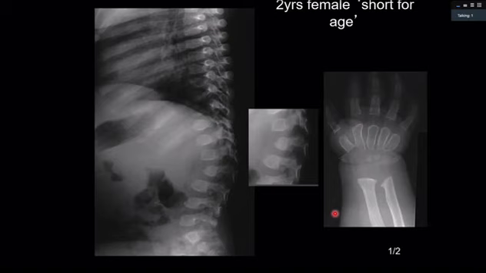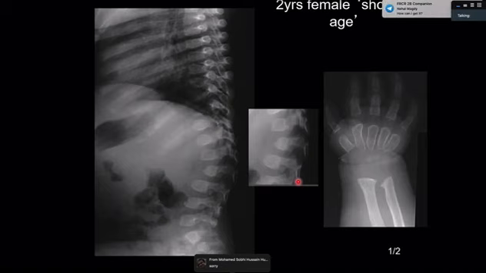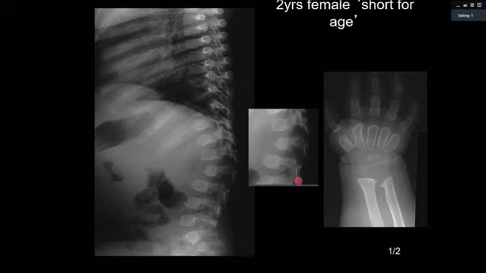Okay, just let me ask you a question. This appearance, what do you call this appearance of a vertebra? You see the anterior, this thing?